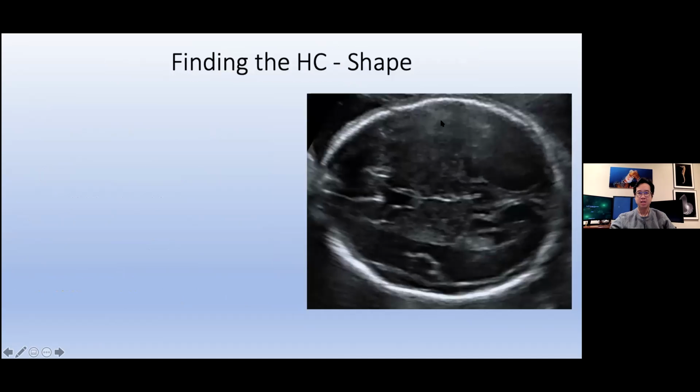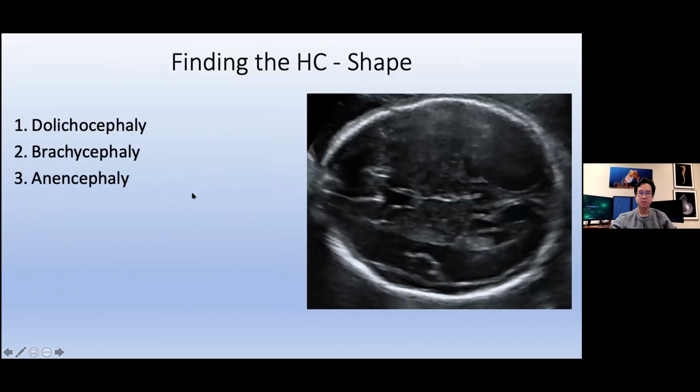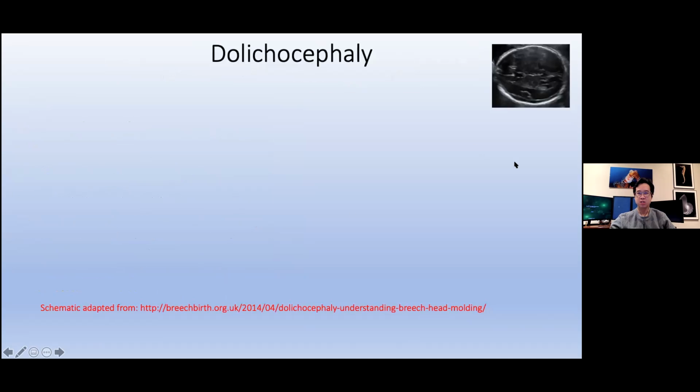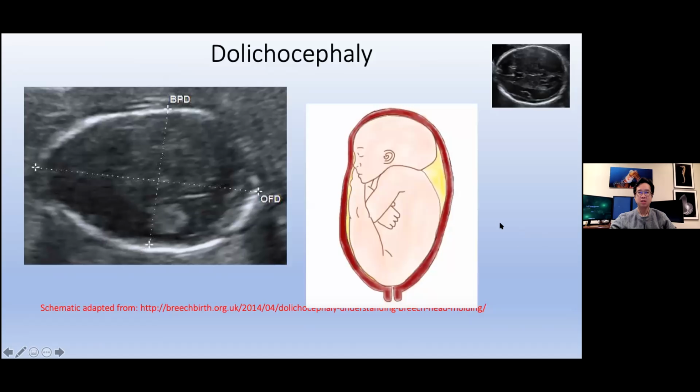Let's start with the skull. This is the head circumference. Remember the shape. You can see abnormalities of skull shape. These are some of the things that you can evaluate by making sure that this is normal and exclude. These are some of the things that we can talk about here. So here's dolichocephaly. Look at this. This is the normal. This is a dolichocephalic skull shape.